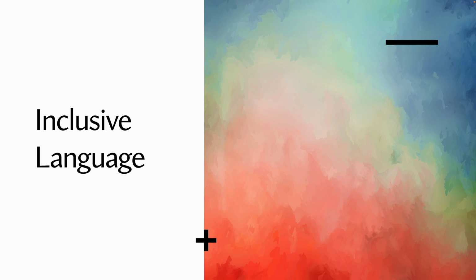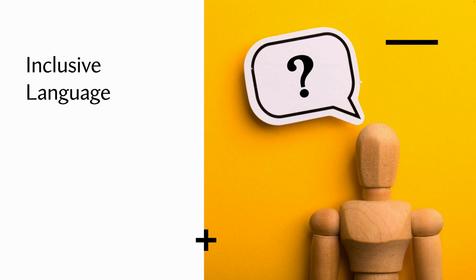Okay, so this is going to be a brief video on inclusive language and implicit bias. So for your exercise this week, I asked you to define inclusive language and talk about it in a certain context. So I'm going to start by defining what I would say is inclusive language.